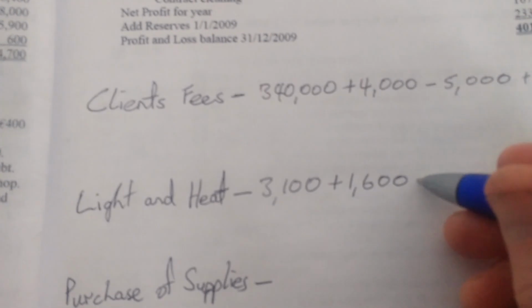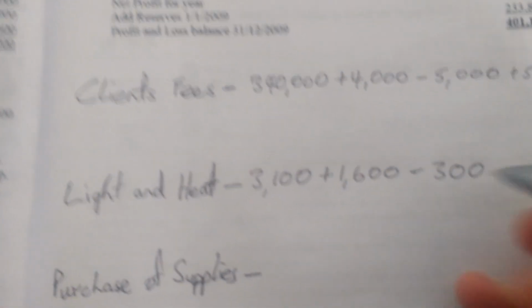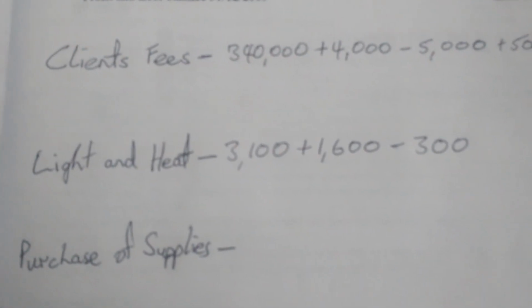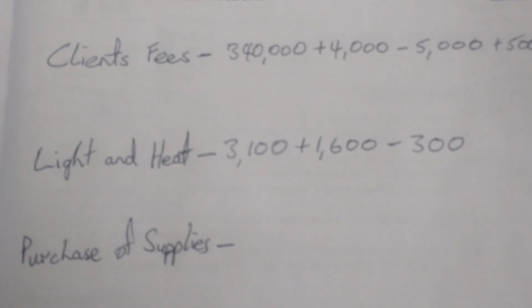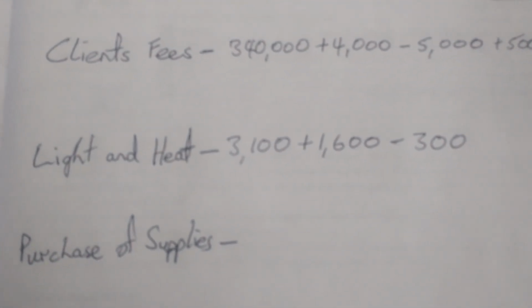That's what's left over at the end of the year, so we're not using that this year. That's going to be used next year, so we don't want to include the cost of that in our figure for light and heat for this year.